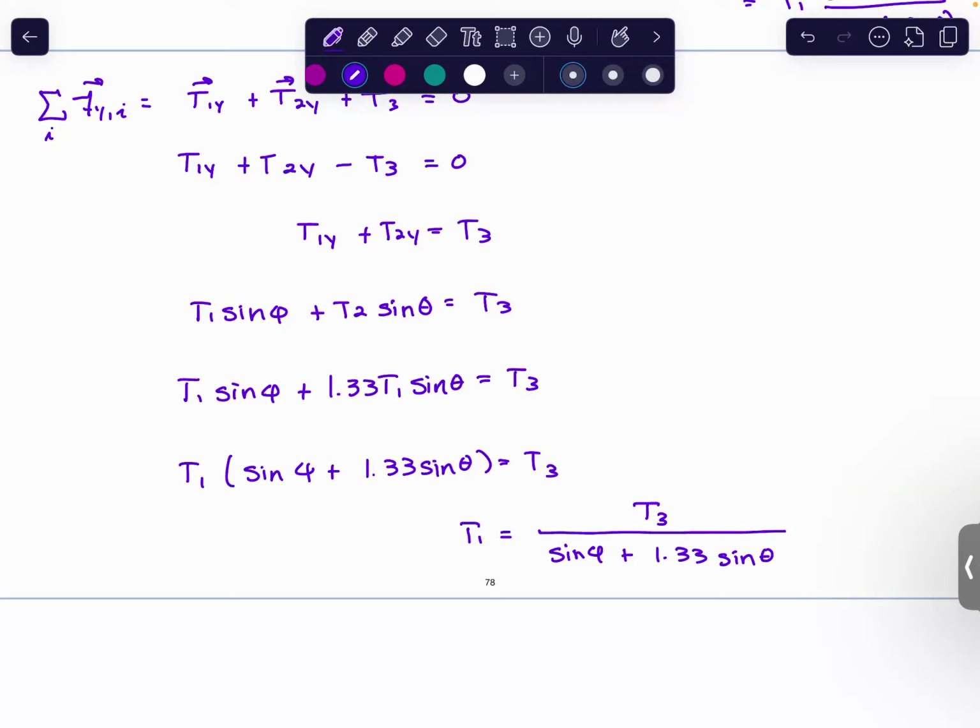What is that sign? So sine of phi, sine of theta. That's why I was writing theta for both, and that's why I was confused.